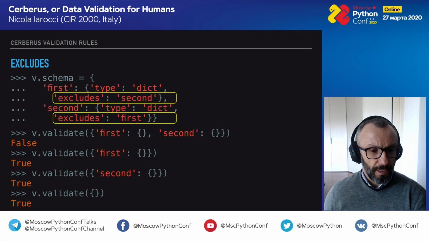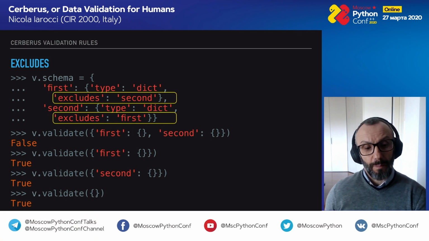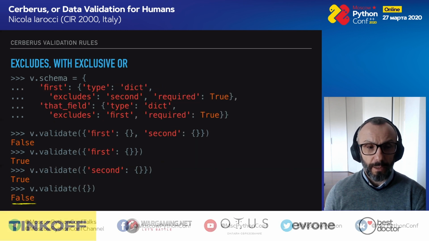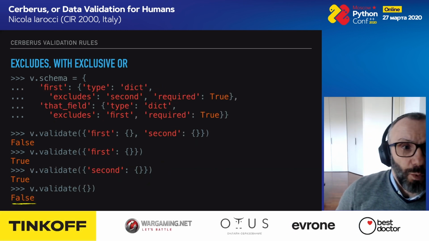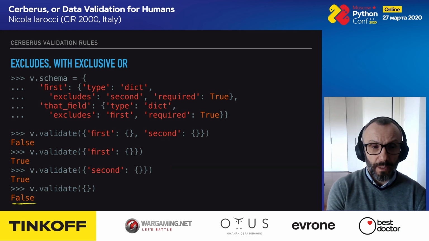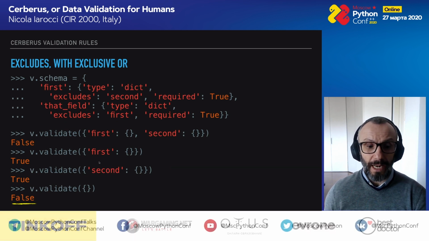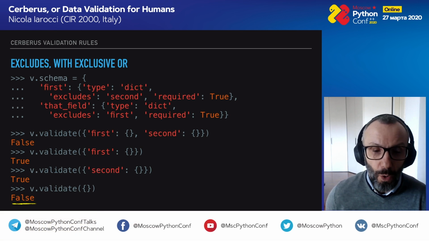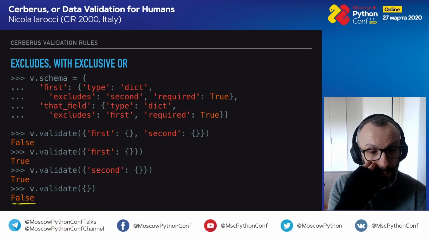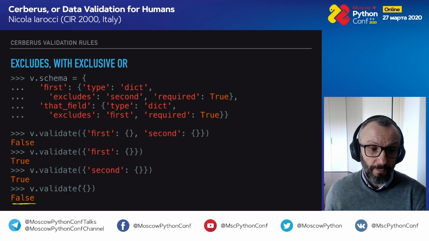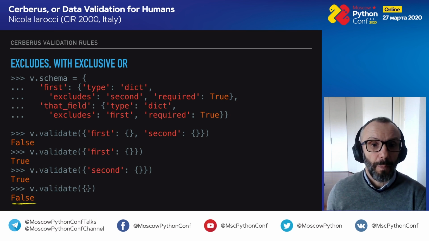Now, take a look at the last example here. The document is empty, and it is still valid because the two fields exclude each other, but they are not required. Sometimes you want an exclusive OR. So we want first field, we want second field, they must be alone, but we want one of them to be always there. We don't want to accept an empty field.